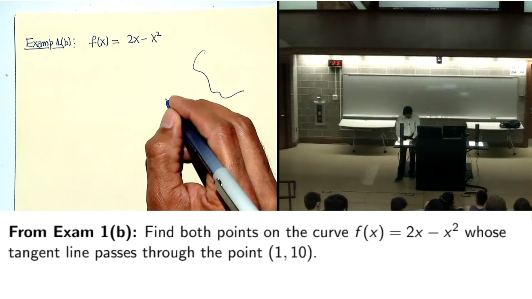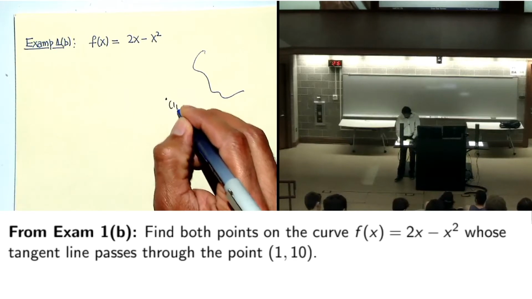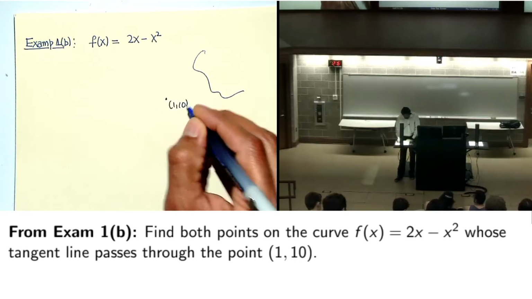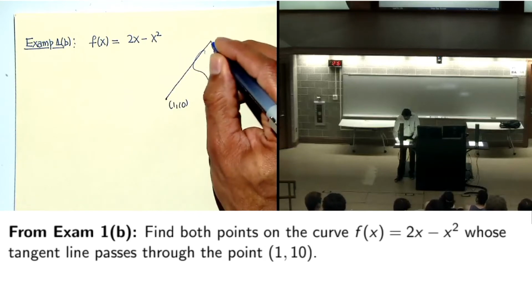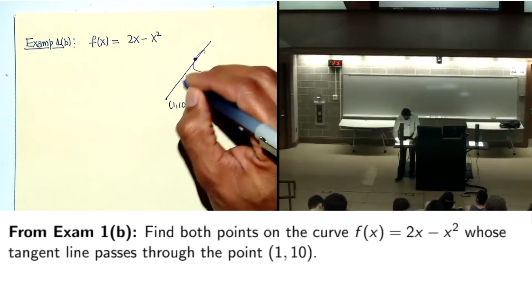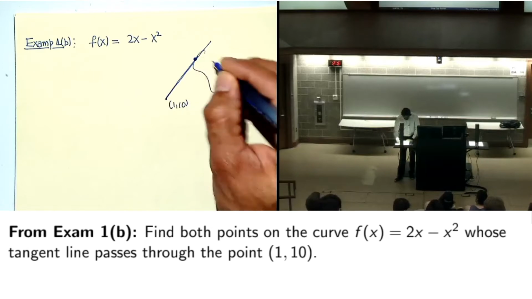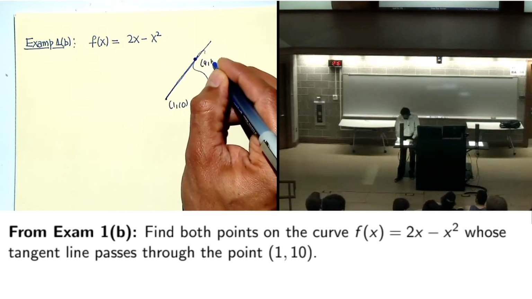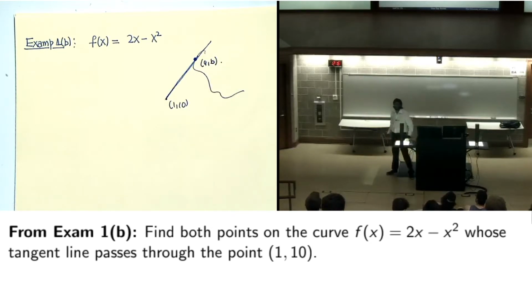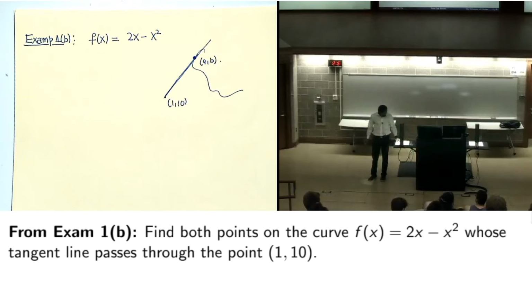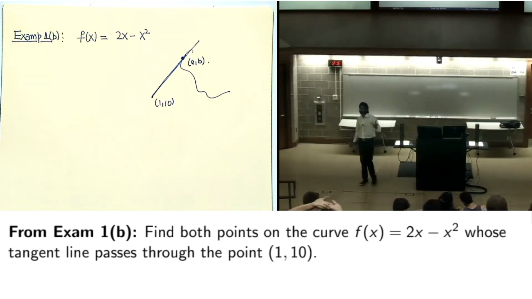And there is a point. Point is 1 and 10. If you draw a line which is a tangent to that graph, you want to find this point. Let's say this point is a comma b. At this point, I assume that there is only one point, but you will see that it turned out there is another point on the curve.